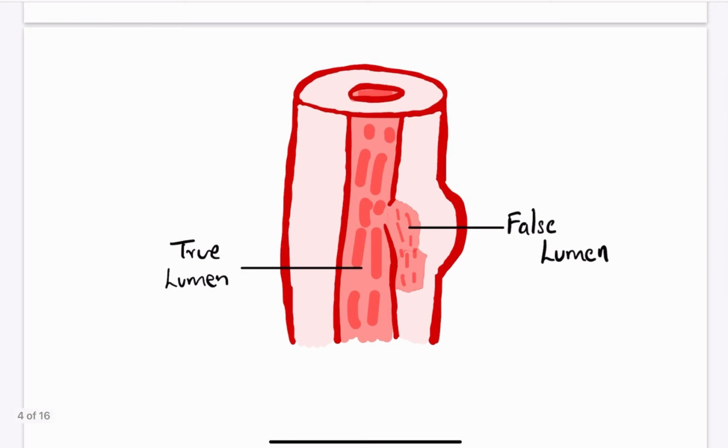The gap where the blood is pooled is known as the false lumen, in contrast to the true lumen, which is the regular lumen present inside the aorta.